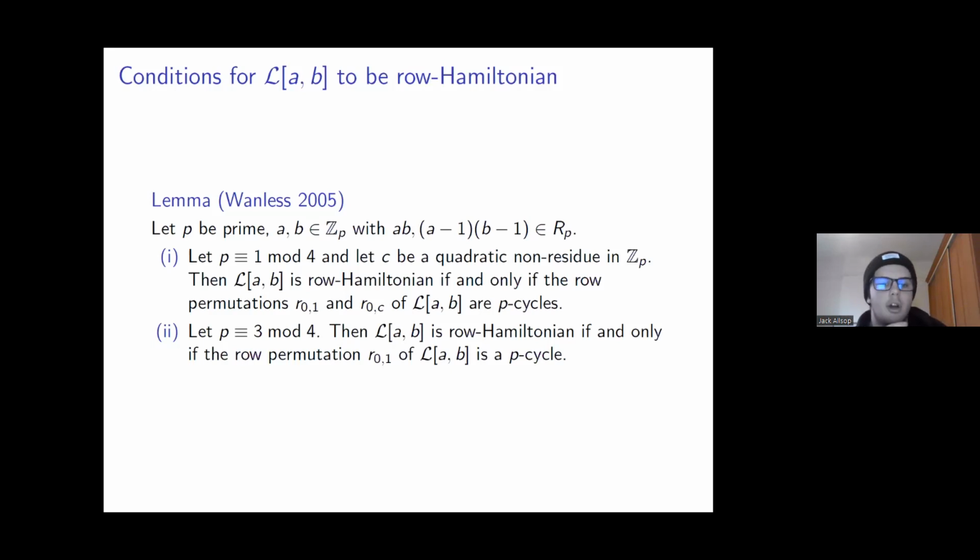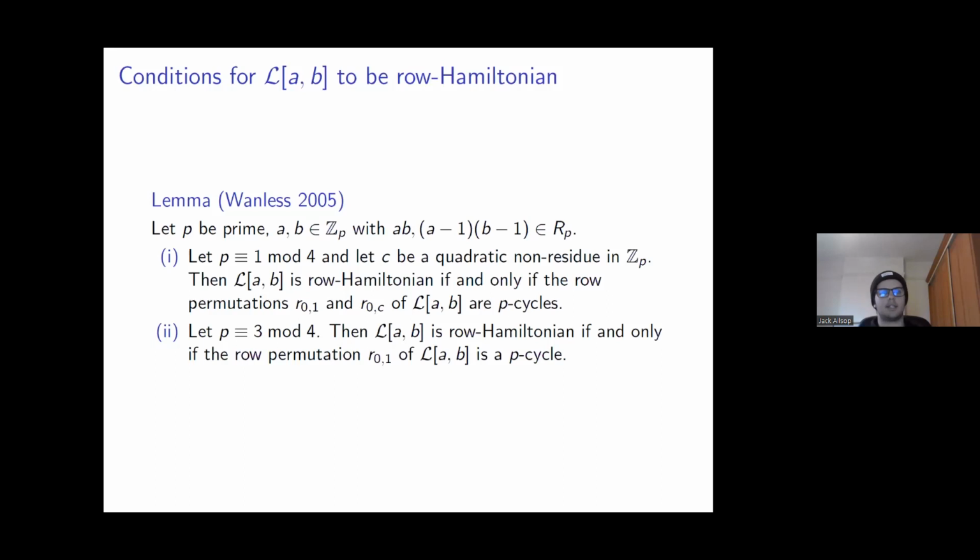So let p be a prime and let a, b be elements of Zp such that the Latin square L_ab is well defined. If p is 1 mod 4, then to show that L_ab is Row-Hamiltonian, you only have to check the row permutations R01 and R0c for some quadratic non-residue c. And if p is 3 mod 4, you only need to check the row permutation R01. So instead of checking every row permutation, you only have to check 1 or 2, depending on p mod 4.